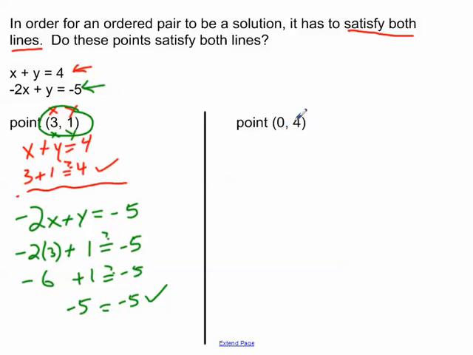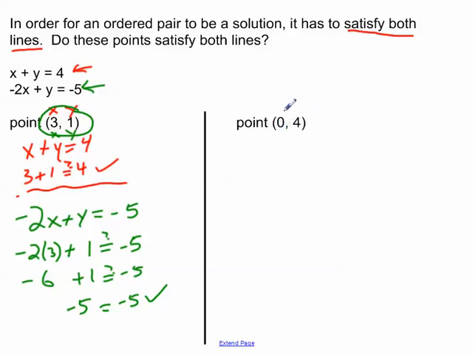So again, that's how we confirm that if we get an x and y solution, that would be a solution to our system of equations. Does that point satisfy both lines? It does. So how about the point (0, 4)? You know what? It's pretty close to (3, 1). Well, not really, to be honest with you, but it could be a solution that you come up with after you do a couple manipulations on our data.